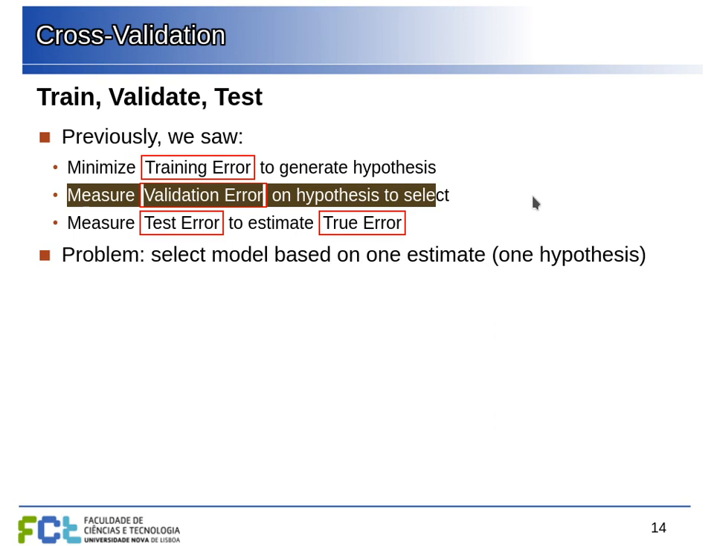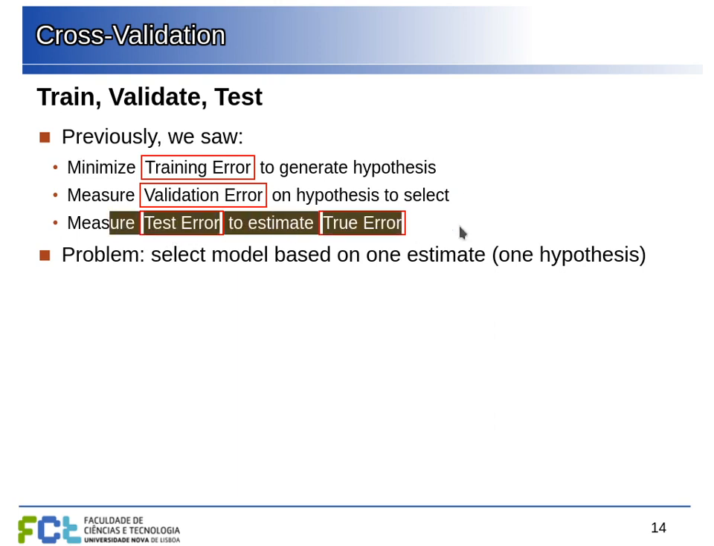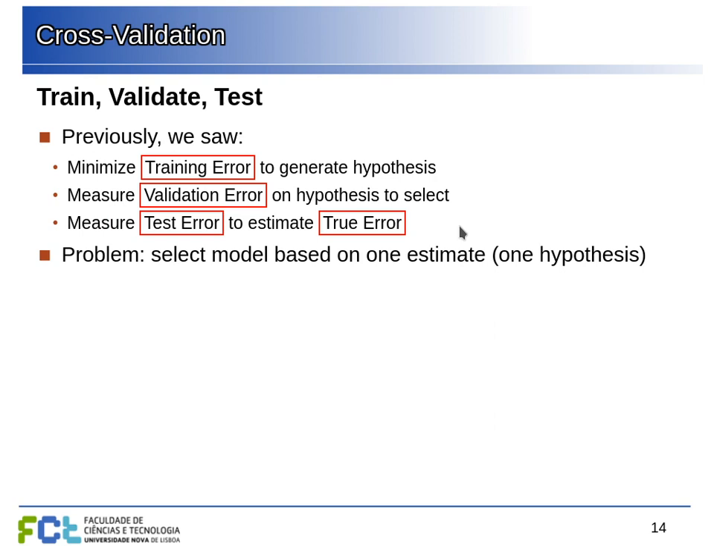We measure the validation error in order to compare different models or, for example, the result of using different regularization weights. And then after using the validation error to select the best model, or the best hypothesis in this case, because we are always validating the error on each particular hypothesis, we can use the test set to estimate the true error, because in this case the test set, since we are not using it for any decision, gives us an unbiased estimate of the true error.